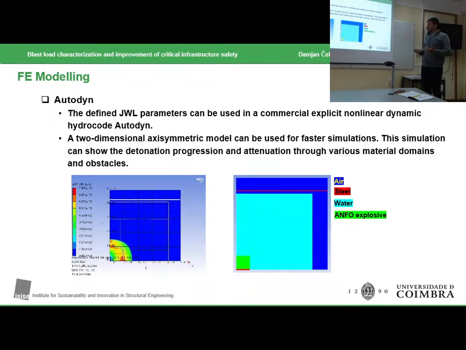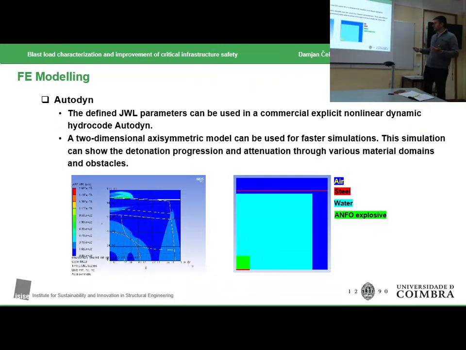In Autodyn, we can do simulations in 2D or in 3D. 2D is much faster. It allows us to see the propagation of the detonation wave. We can see the attenuation of the shock through different domains, and we can see the interaction between the obstacle and the shock. In this specific example, we have an explosive. We have some water, which represents our water bucket. We have air. We also have a small standoff distance between the bucket and the plate. And the red line represents the steel.